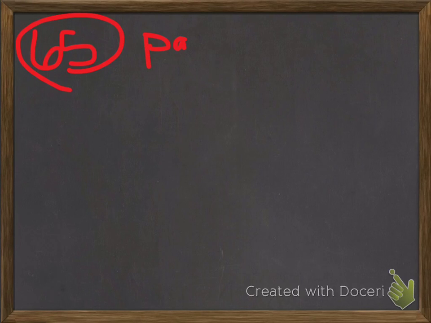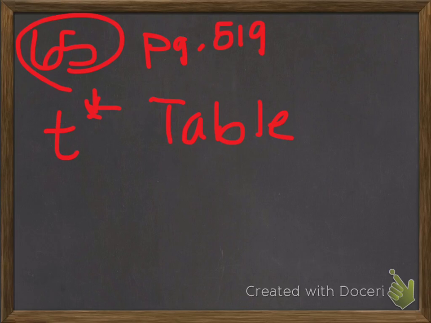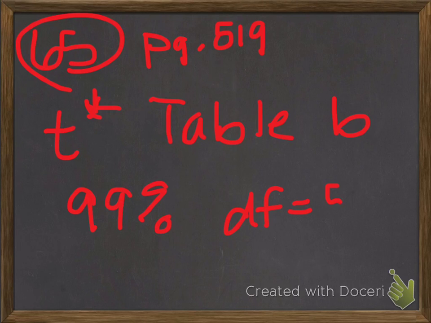I'm now going to do number 65 on page 519. This says use some algebra to find the exact. I don't care. I basically want to make sure that you just know how to find the T star from table B. That's it. And it says for a 99% confidence level, with degrees of freedom equal to 58 minus 1, which is 57.